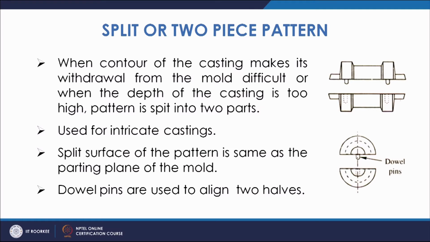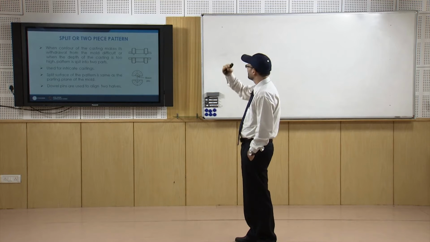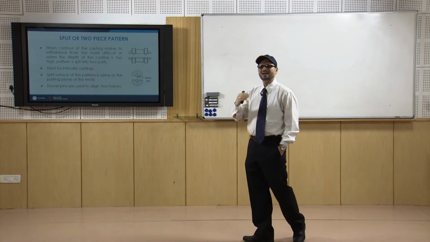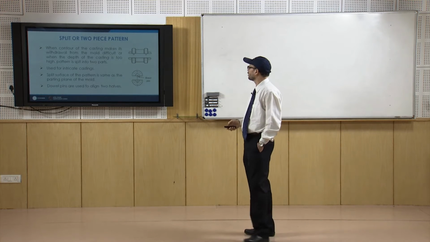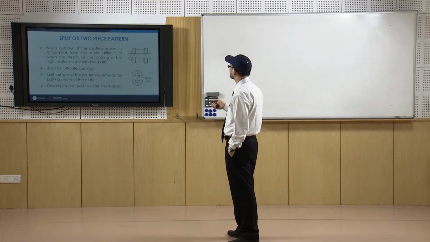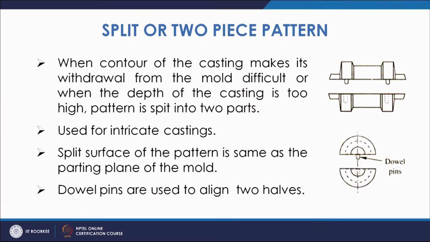For that there are pins. These pins are dowel pins, they are used so that there is proper alignment between the two parts, and these are known as split or two piece patterns. This split surface will be taken as the parting plane of the mold.